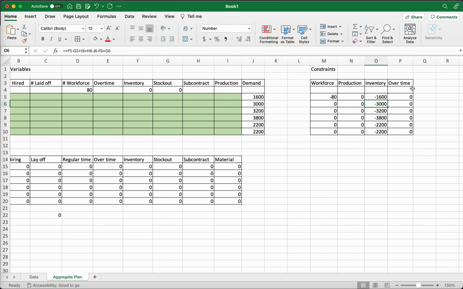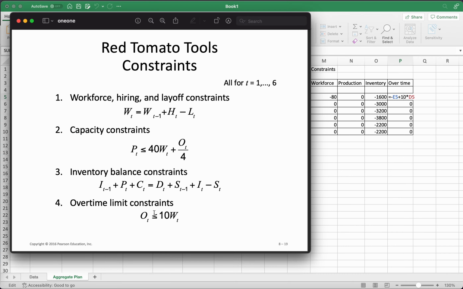And finally, the overtime constraint. So again, it's the same thing as we have here. So the overtime constraint is OT is less than or equal to 10 times WT. So in this case, you're saying 10 times WT minus OT. So you subtract OT from both sides. 10 times WT minus OT is greater than or equal to 0. So all the overtime constraints will be greater than or equal to 0.